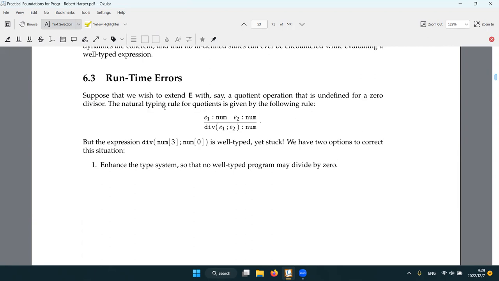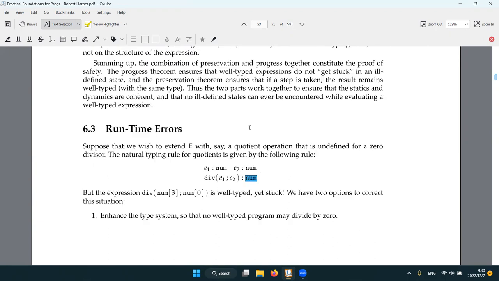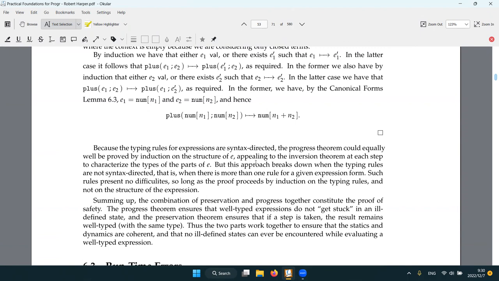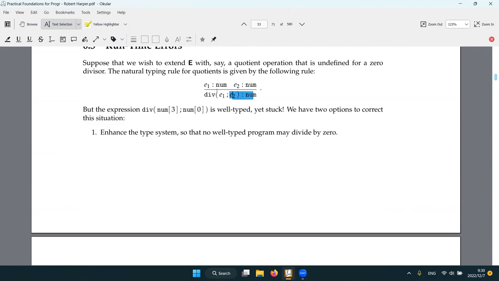And then say that we have this typing rule, and then we have the dynamic semantics similar to plus. As we said before, this naive definition of division has a problem. It doesn't necessarily violate preservation though, because our typing rule is still that the division is always a number, but it gets stuck because we don't have a rule for divided by zero.